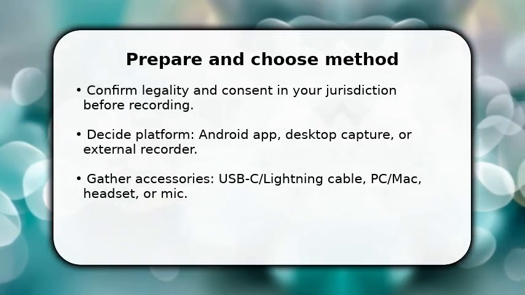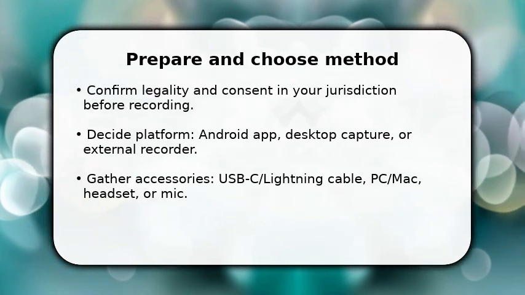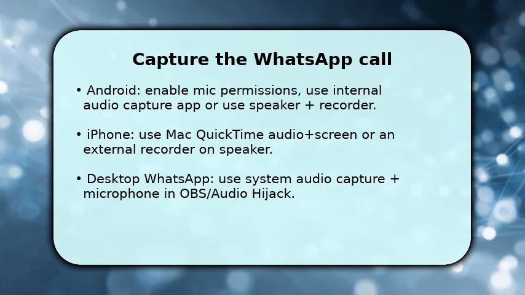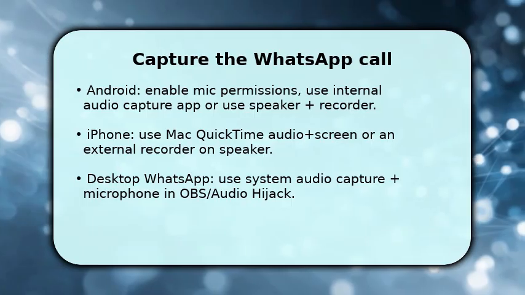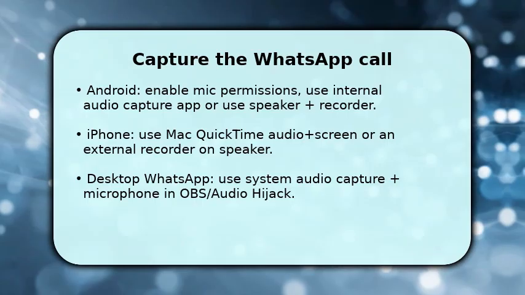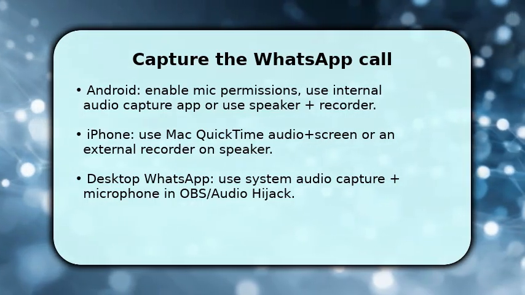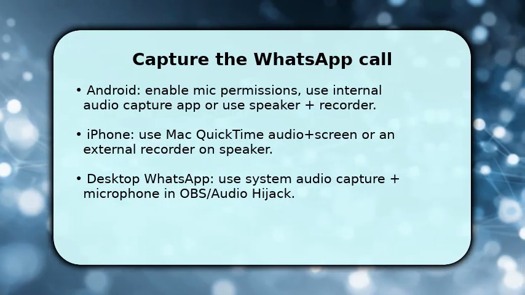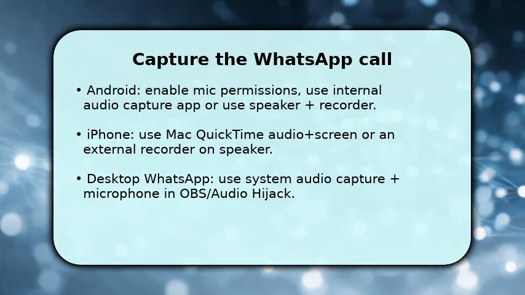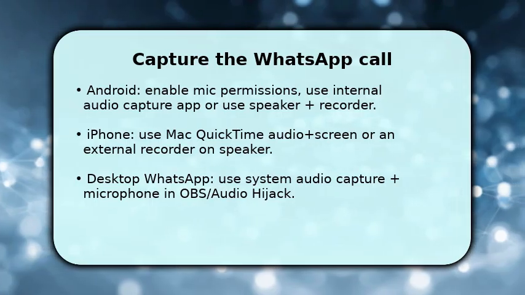Take a quick test call to verify levels and that both sides are audible before proceeding to the live call. Once ready, initiate the WhatsApp call and start recording immediately. On modern Android, use an app that supports internal audio capture or record via speakerphone with a separate app while ensuring mic access. On iPhone, connect to a Mac and record via QuickTime Screen Plus Audio or route audio through a capture device. On desktop WhatsApp, configure OBS or Audio Hijack to capture system sound and microphones simultaneously.